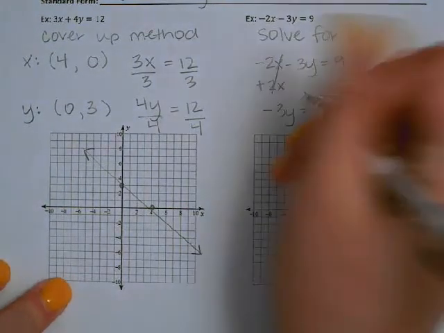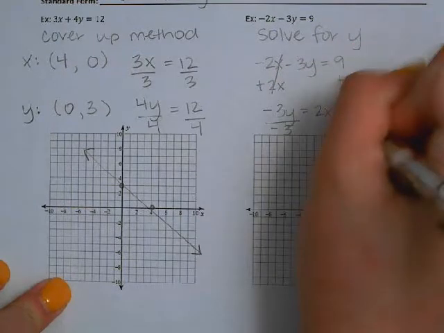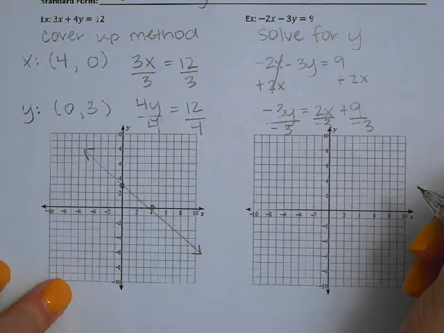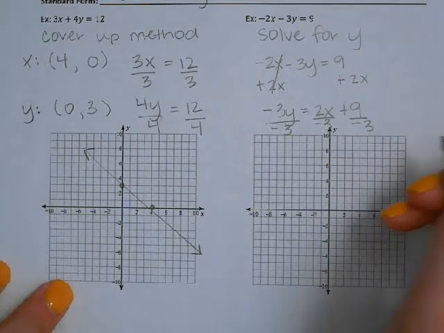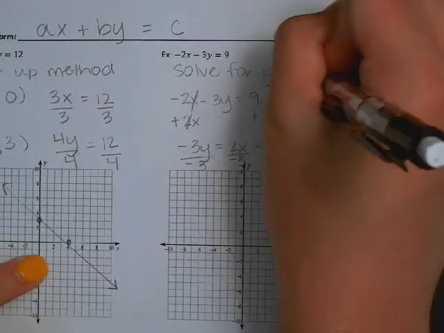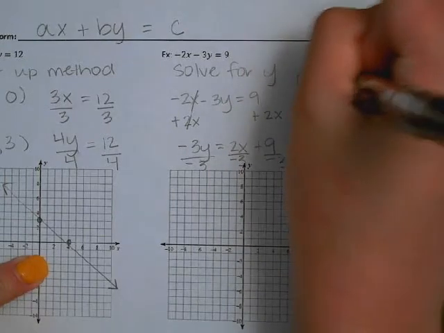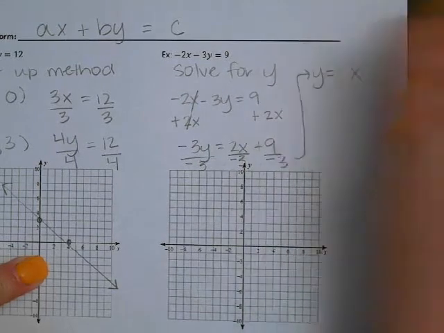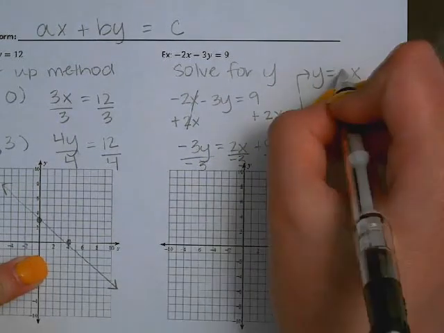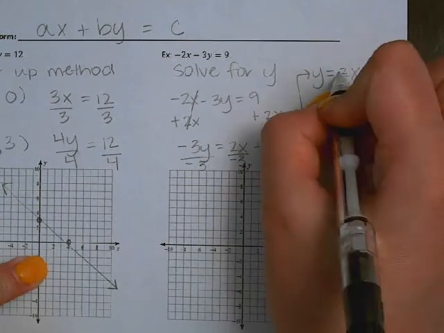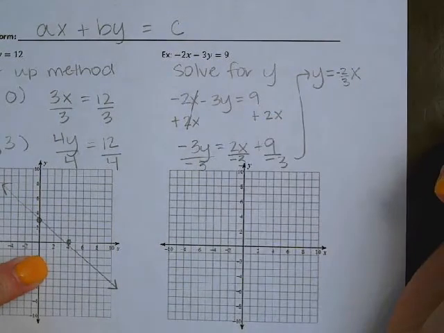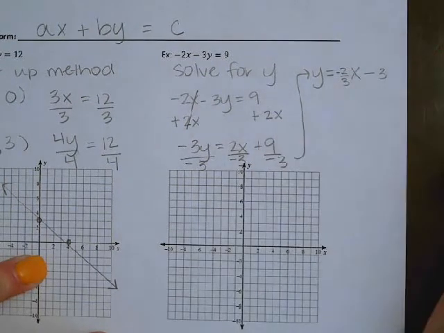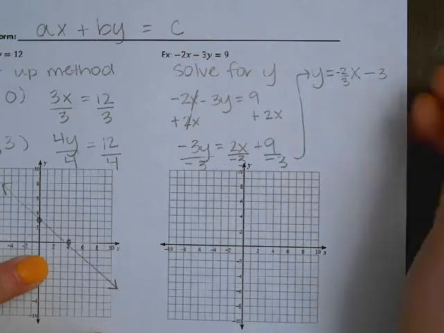All right, at this point, we can divide by negative 3. And what I'm doing is I'm dividing each term by negative 3. All right, so I've got y equals 2x divided by negative 3. I'm going to say that that's an x, and then this is the fraction 2/3. And I'm just taking the negative and putting it to the front. So negative 2/3 x. 9 divided by negative 3 is negative 3. So that is the equation that we're graphing.